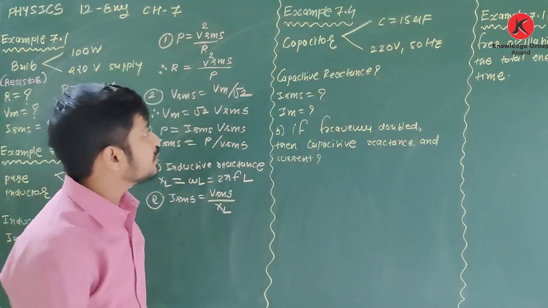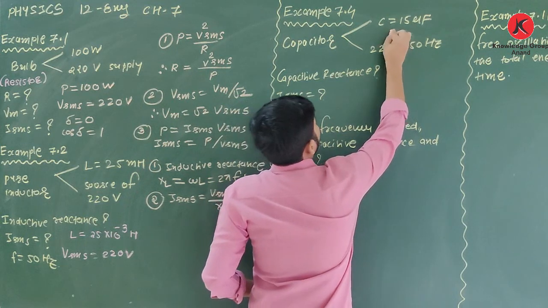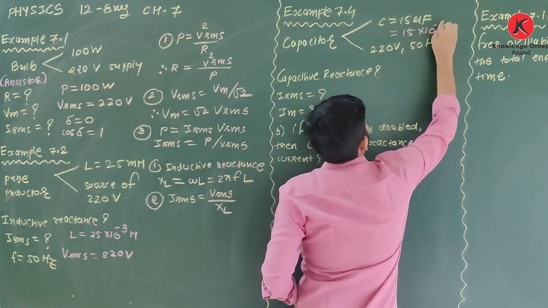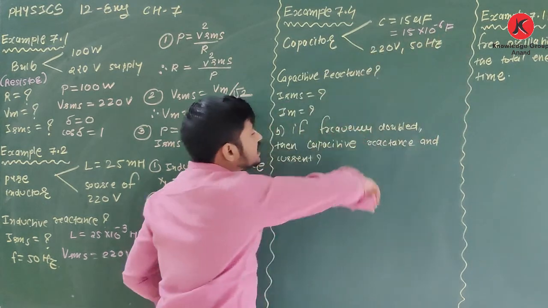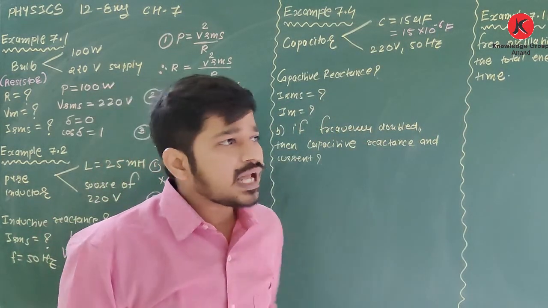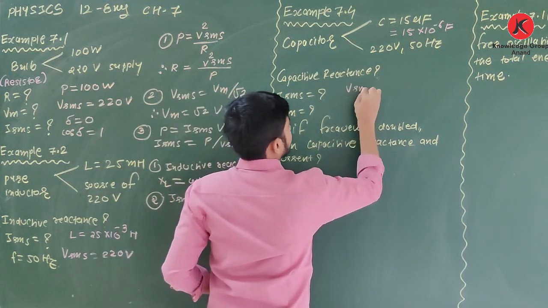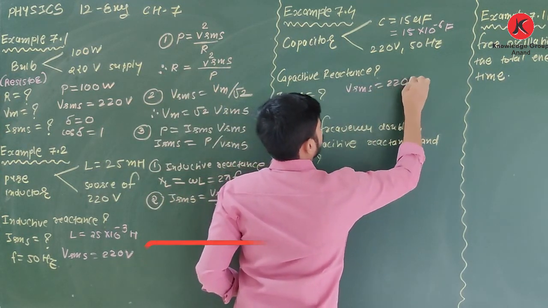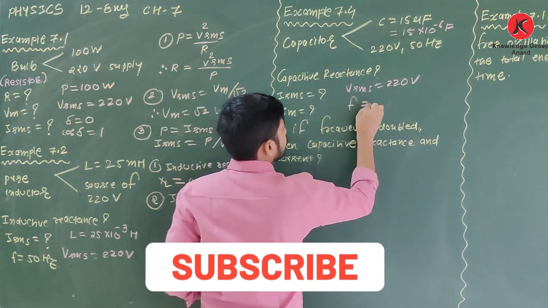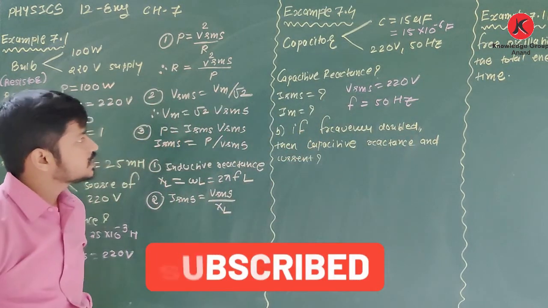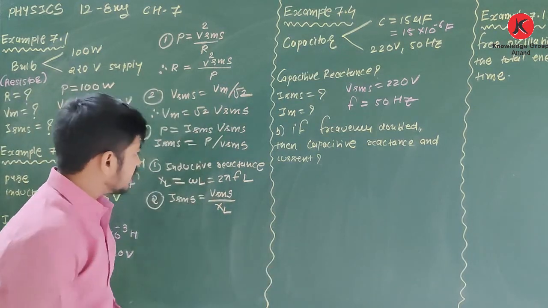First of all, we will identify the data. C is equal to 15 microfarad, which means 15 into 10 raised to minus 6 farad, supplied with 220 volt, 50 hertz. So Vrms is equal to 220 volt and frequency F is equal to 50 hertz. Okay, so first question A.